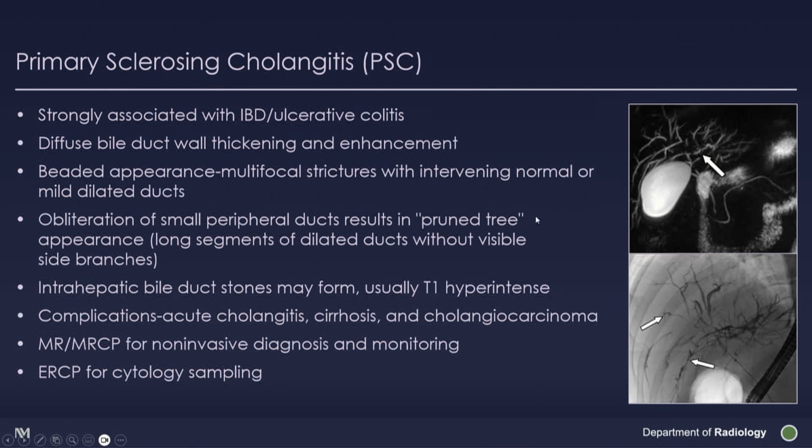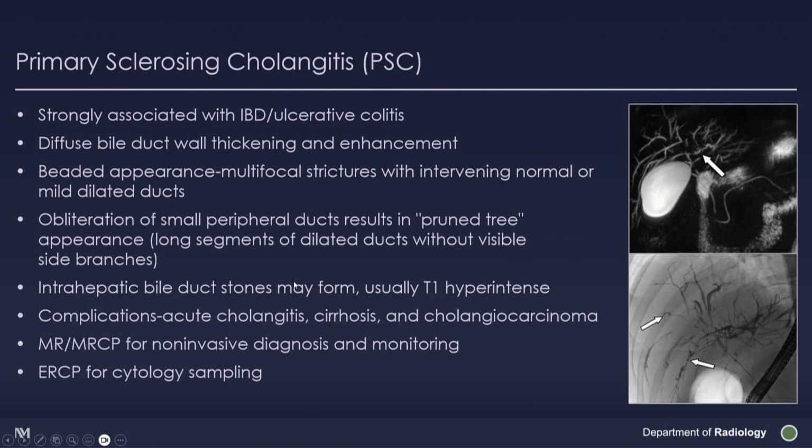We may see what's called a prune tree appearance, which is basically obliteration of the peripheral ducts with long segments of dilated ducts without any visible side branches. Here too, you might get bile duct stones. It can also be T1 hyperintense, mimicking the recurrent pyogenic cholangitis. Patients with PSC are predisposed to cholangitis, cirrhosis, and cholangiocarcinoma.